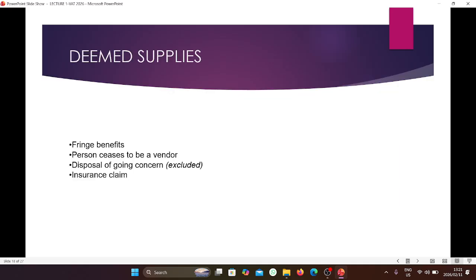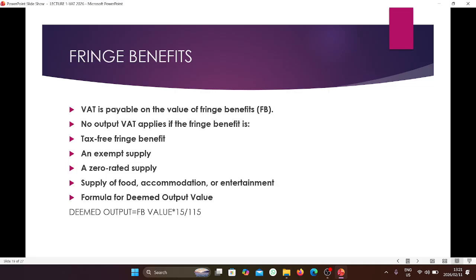The types of deemed supplies are fringe benefits, person ceases to be a vendor, disposal of a going concern, and an insurance claim. I'm going to start with fringe benefits. At this point, I am not expecting you to be very equipped in terms of knowledge relating to fringe benefits. But the one that's going to be asked the most is the fringe benefit relating to the right of use of a motor car. That one is definitely going to be asked, right? So what is a fringe benefit?